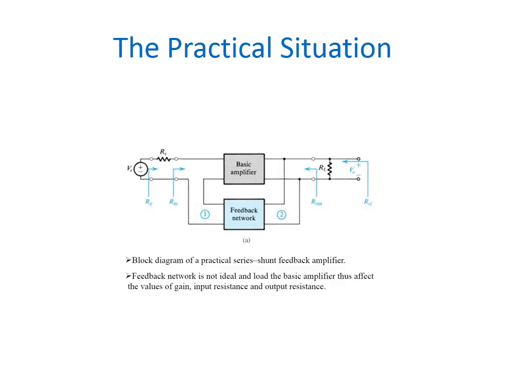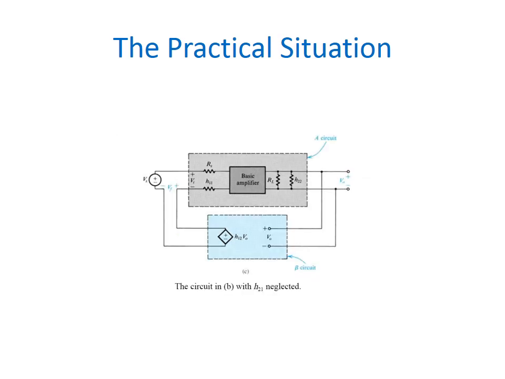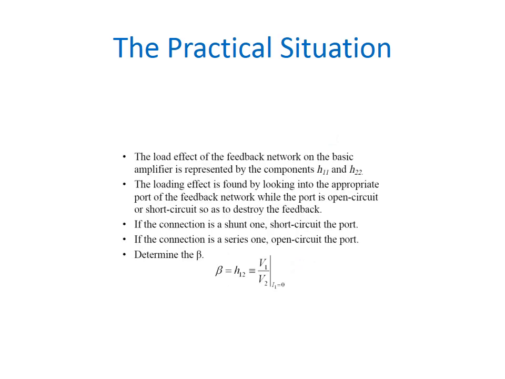So this is the practical value. Here the practical diagram is represented including the load which will affect the values of gain, input resistance and output resistance. This is the equivalent circuit of the previous diagram with the H parameter model for the feedback network applied. In the H parameter model we are going to neglect the parameter H21 in the circuit, so that the load effect of the feedback network on the basic amplifier is represented by components H11 and H22.